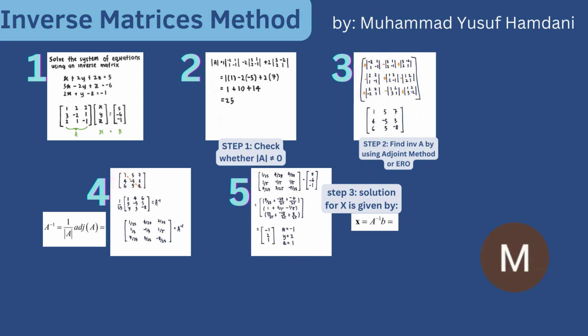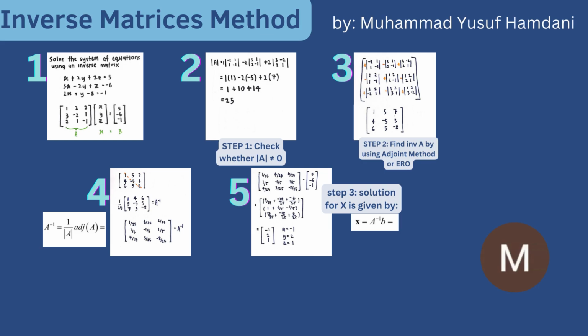Okay, first of all, from the number 1 we can get the questions, and then at the number 2, step 1, we need to check whether the determinant is equal to 0 or not. And then at step 2, at the number 3, we need to find the inverse A by using the adjoint method or arrow.